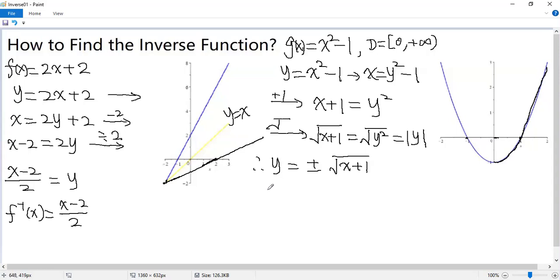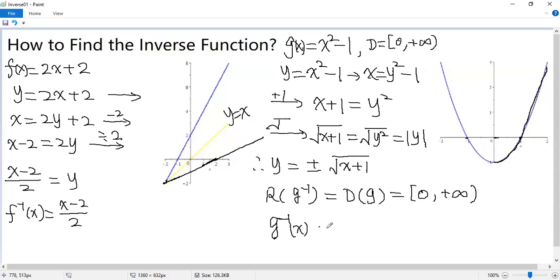We know the range of the inverse function equals the domain of the given function, which is 0 to positive infinity. So in order to make the range non-negative, we should take positive. So the inverse function equals the positive square root of x plus 1.